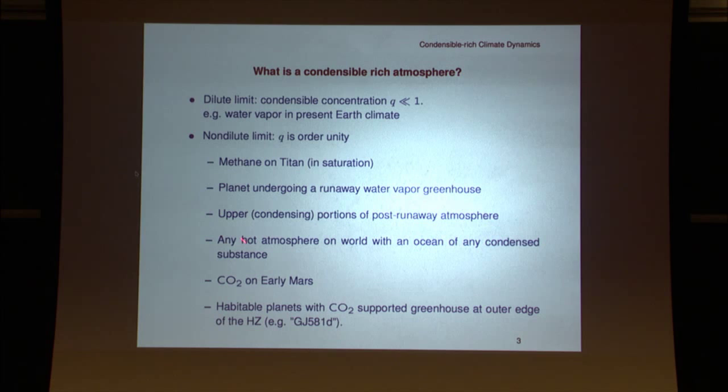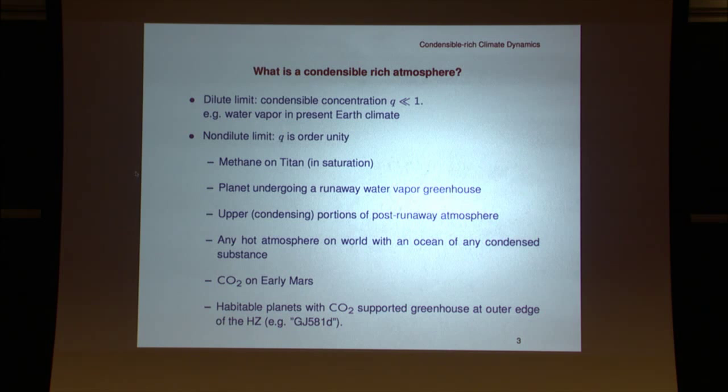If you take any planet with a condensed ocean, for example, a liquid water ocean or a liquid CO2 ocean, and you make the planet hot enough by adding another source of opacity like hydrogen or carbon dioxide and so forth, you will eventually make the atmosphere non-dilute.